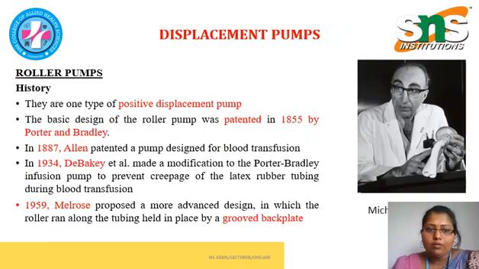The first one is roller pump. Roller pump is one type of positive displacement pump. It was patented in 1855 by Porter and Bradley, and in 1887 Allen patented a pump design for blood transfusion. In 1934 DeBakey et al. made a modification to the Porter-Bradley infusion pump to prevent the creepage of latex rubber tubing during blood transfusion. In 1959 Melrose proposed a more advanced design, with the roller running along the tubing held in place with a grooved back plate.